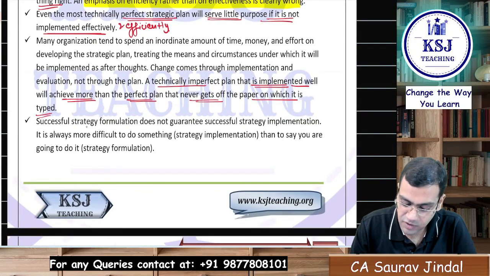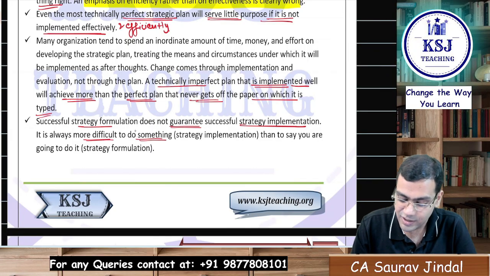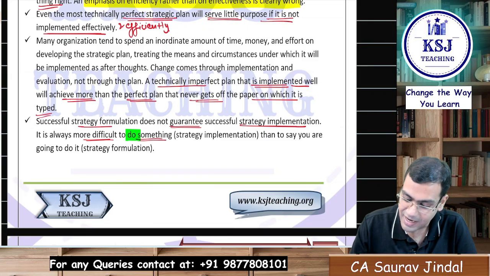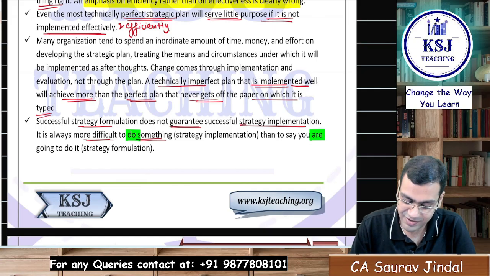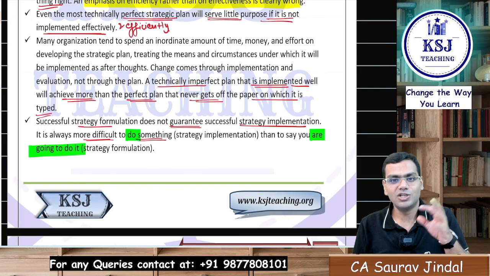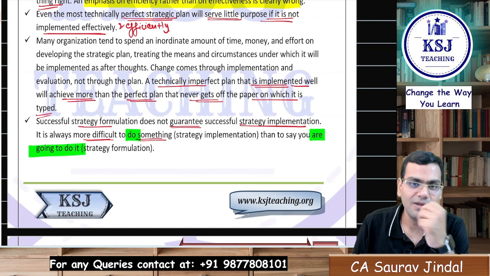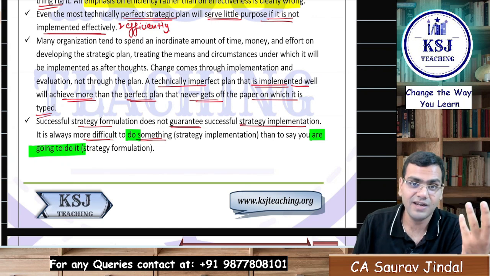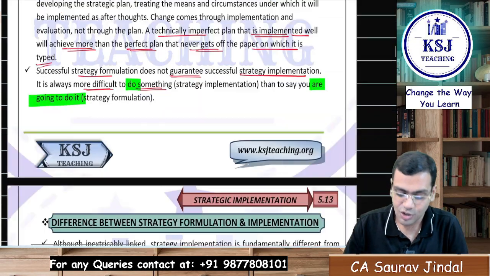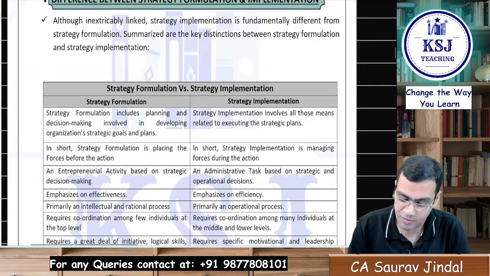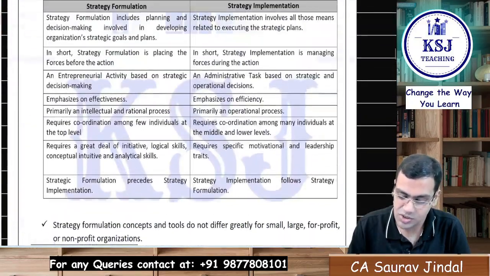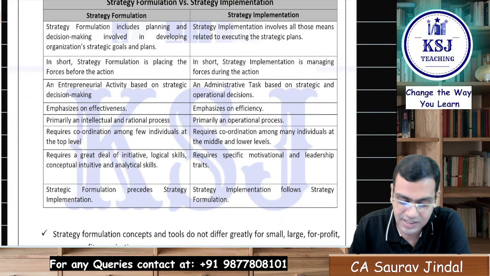Successful strategy formulation does not guarantee successful strategy implementation. It is always more difficult to do something than to say you are going to do it. Right? So actual implementation is always more difficult than just the planning. And if you have planned very well, it doesn't mean that you have implemented that very well, right? Your implementation might not be that good. So the difference between formulation and implementation, just go through it once, you will be able to understand it.